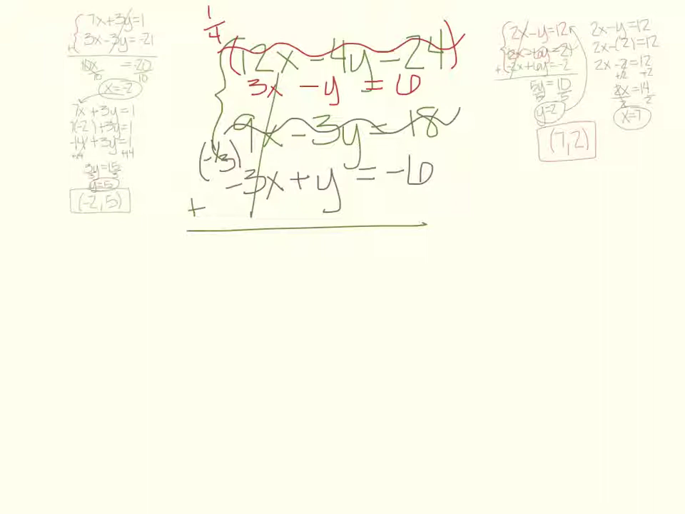But if you look, something crazy is happening here. Negative y plus y also eliminates, leaving us 0 on the left-hand side. And over here on the right, 6 minus 6 eliminates as well, leaving us 0 equals 0. No, we didn't do anything wrong. This is called an identity.